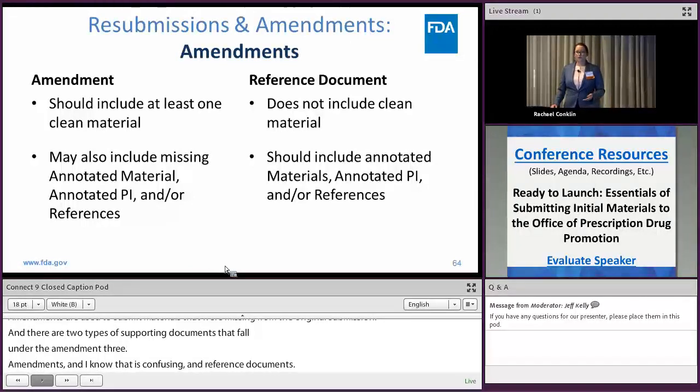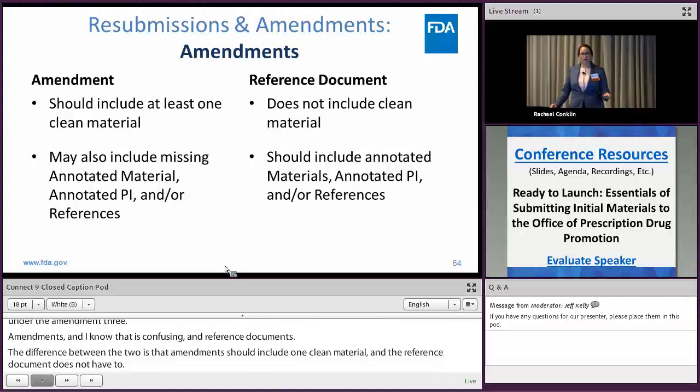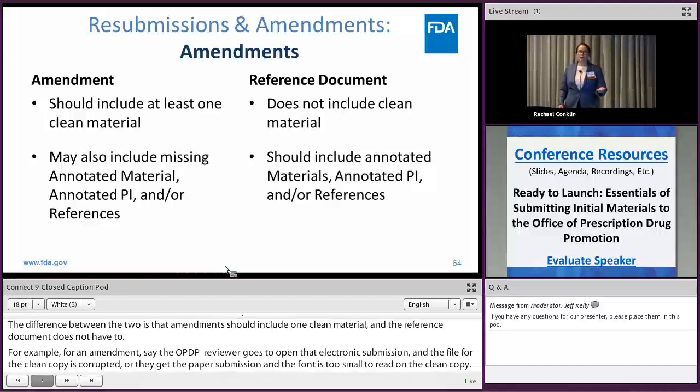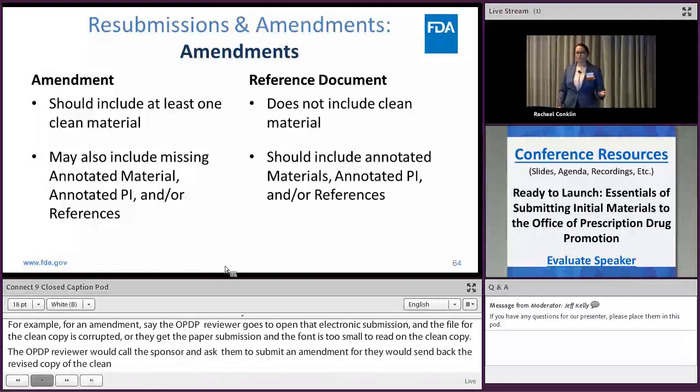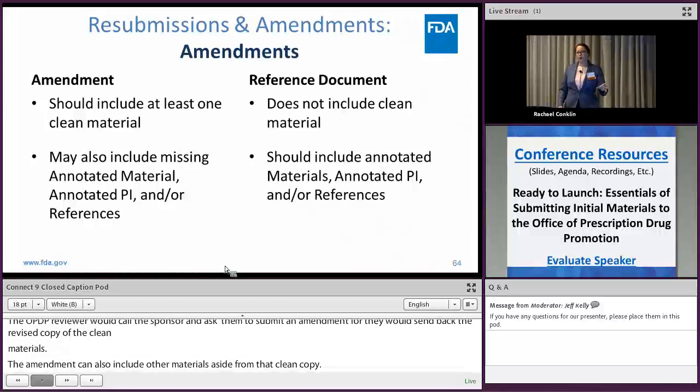For example, for an amendment, say the OPDP reviewer goes to open that electronic submission and the file for the clean copy is corrupted, or they get the paper submission and the font is too small to read on the clean copy. The OPDP reviewer would then call the sponsor and ask them to submit an amendment where they would then send back the revised copy of the clean materials. Now, the amendment can also include other materials aside from that clean copy. So maybe that submission was also missing one of the cited references. That document just wasn't included. That can also be included with the amendment submission as long as it's a clean material that's also being sent back.